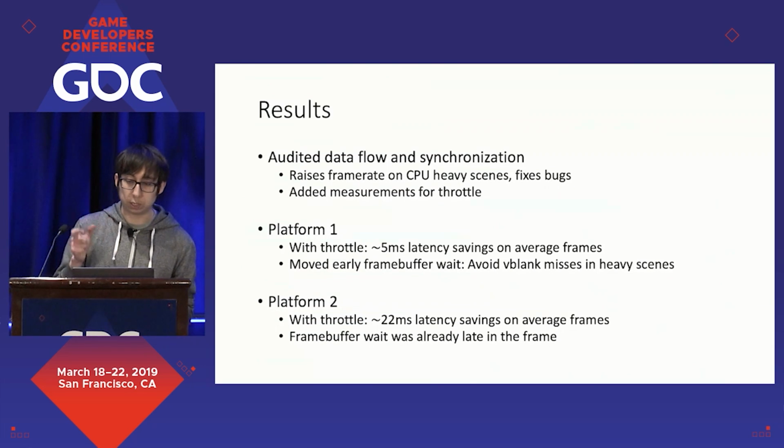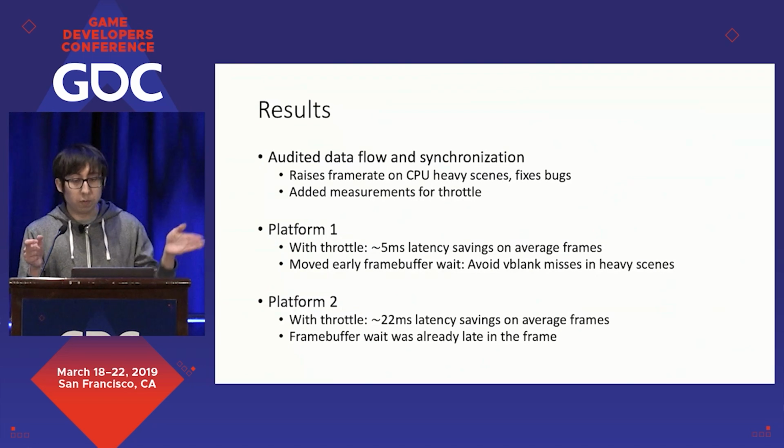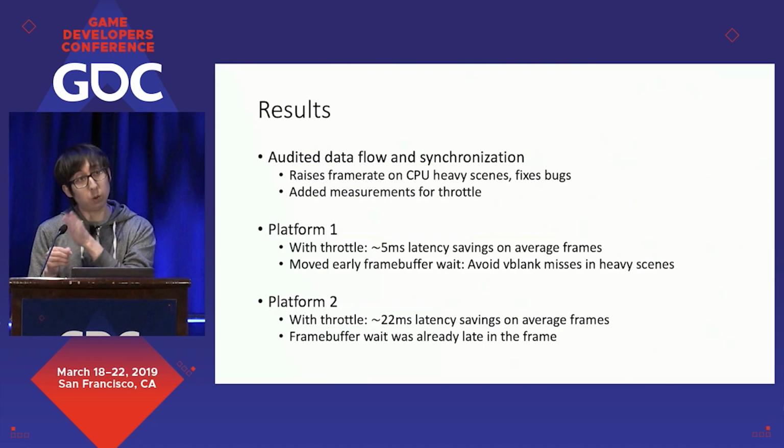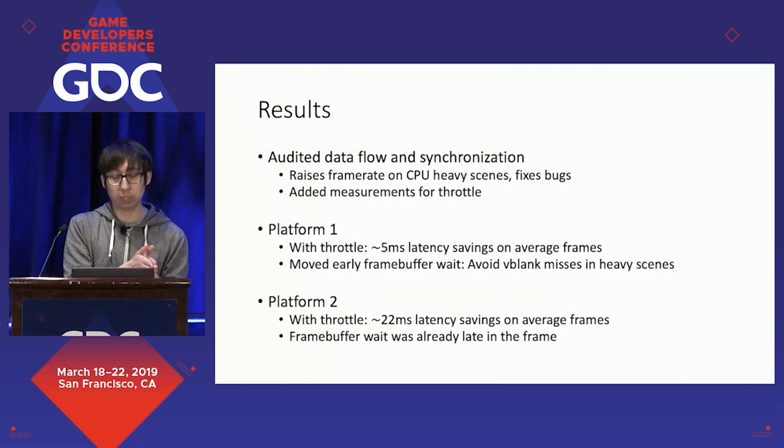And the reason why this is relatively low is because the wait for frame buffer was very early in the frame. And that meant that the slot between the GPU and scanout was already quite low. And moving this wait later in the frame actually increased latency in the general case, but allowed for dramatically fewer V-blank misses in heavy game sections. On average frames, though, the throttle then brought latency back down to a little lower than previous levels.